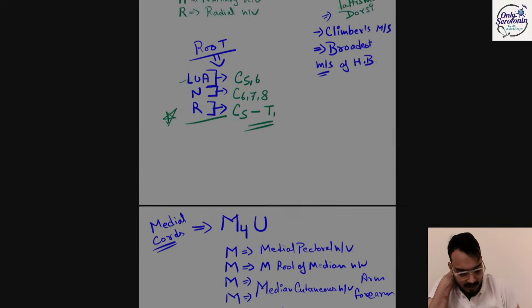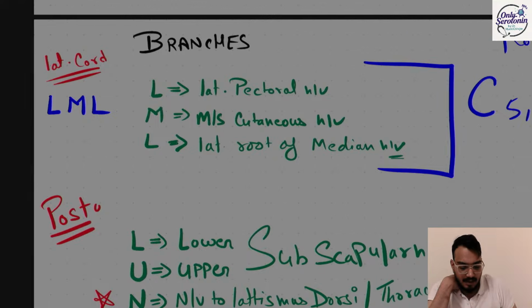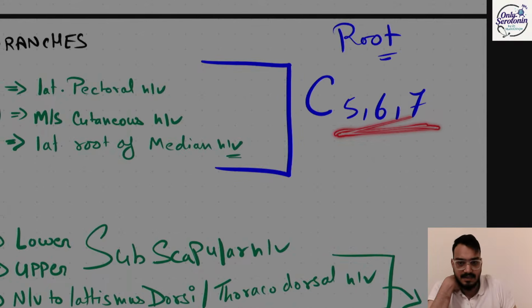Let's revise all the nerves, guys. So branches which are coming from the lateral cord, it is what, guys? It is lateral pectoral nerve, musculocutaneous nerve, and lateral root of median nerve. All these are having the same root value. That is what, guys? That is C5, C6, C7.